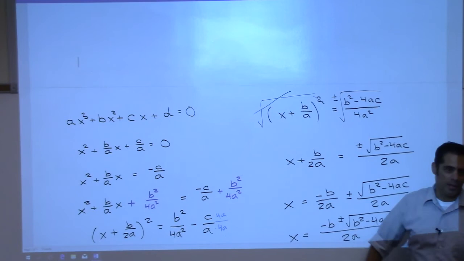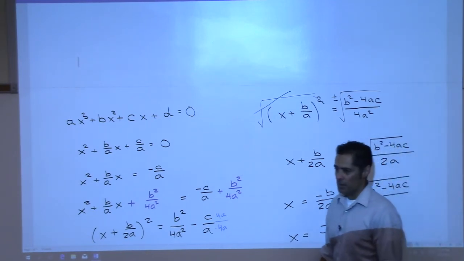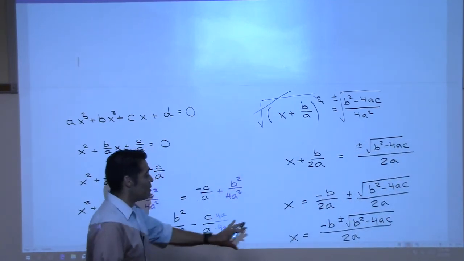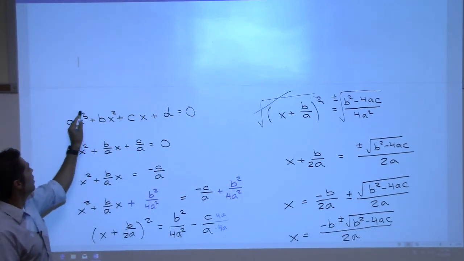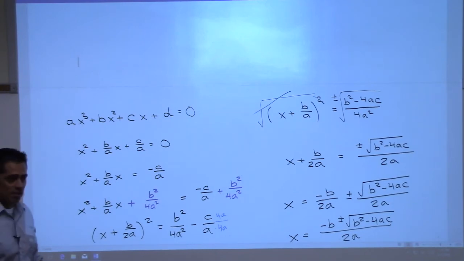And you could Google it. There is a cubic equation. It's pretty ugly. It's like half a page long. The formula is actually like half a page long. And then if you move this up to 4, there is an equation. It's like 2 pages long.